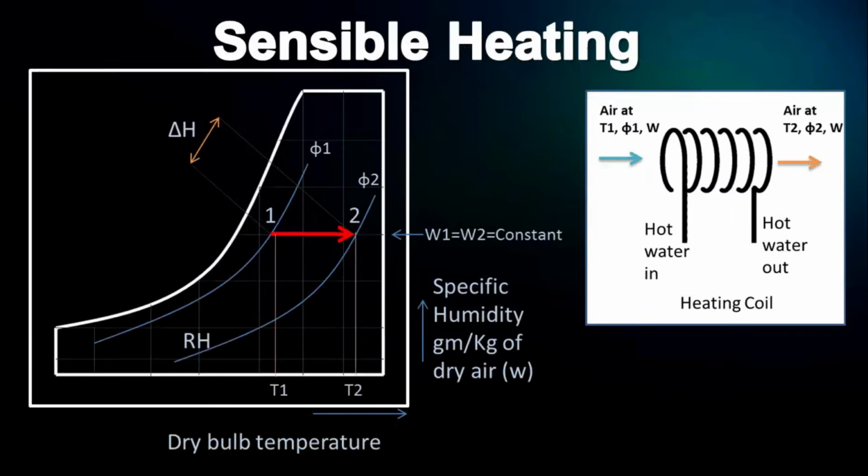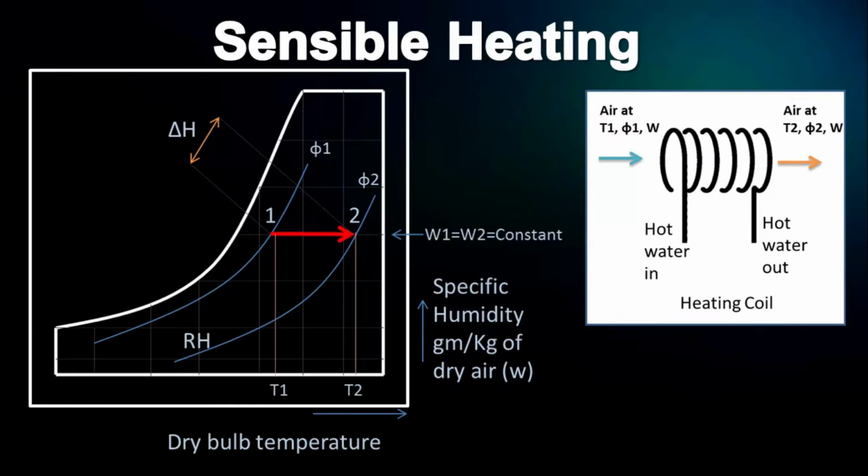The first one is sensible heating. Sensible means we can sense the change in temperature. So, only an increase in temperature is termed as sensible heating. There is no change in specific humidity of air. The process can be plotted on a psychrometric chart as shown.